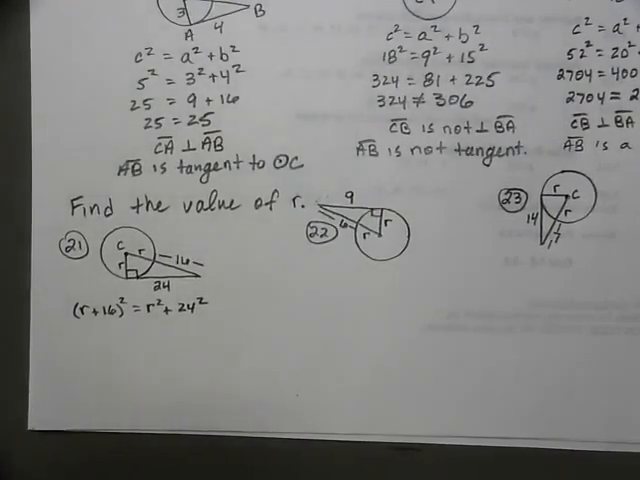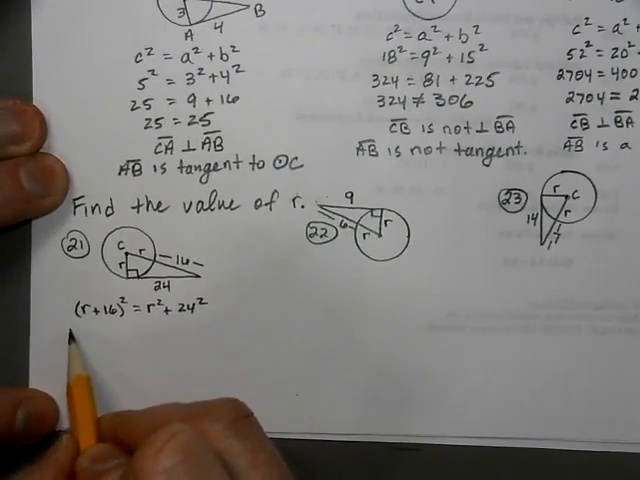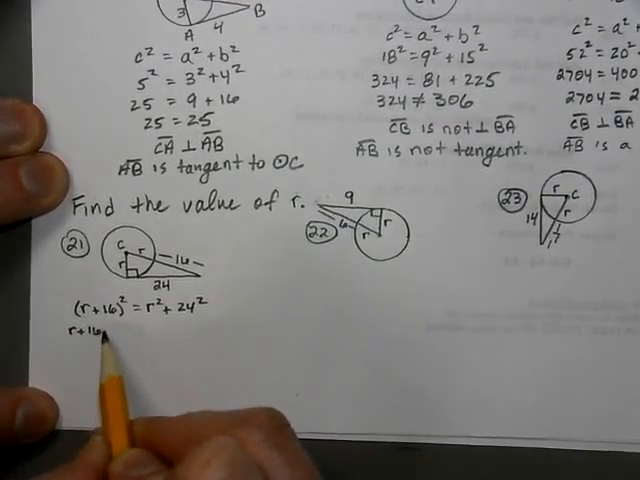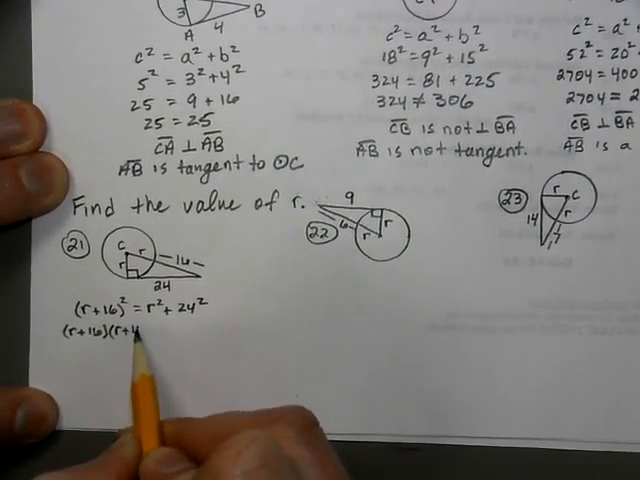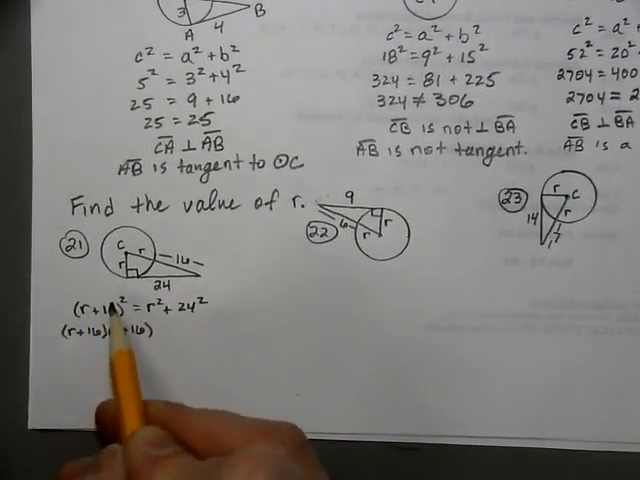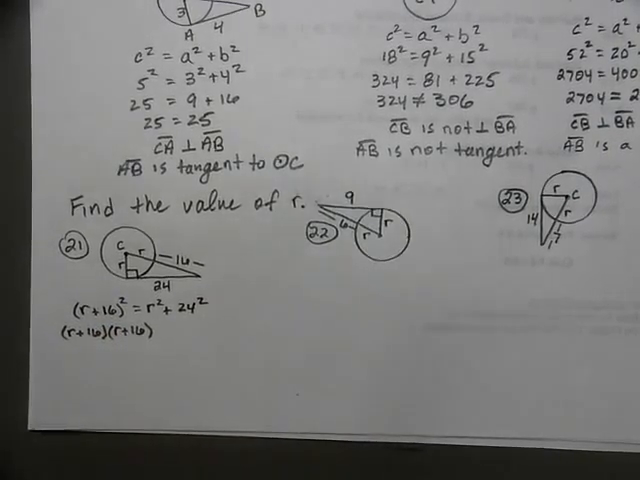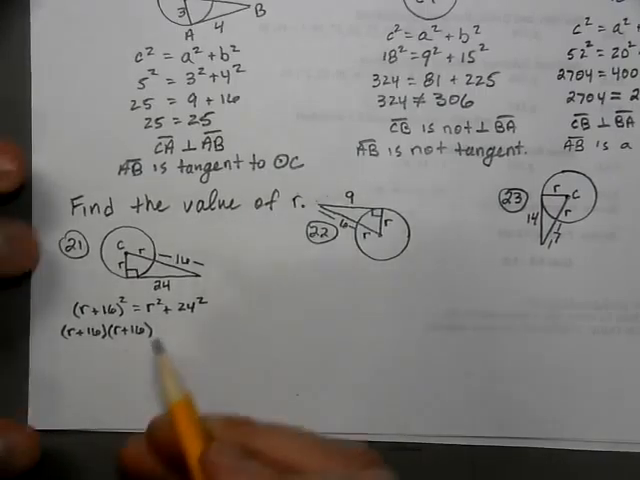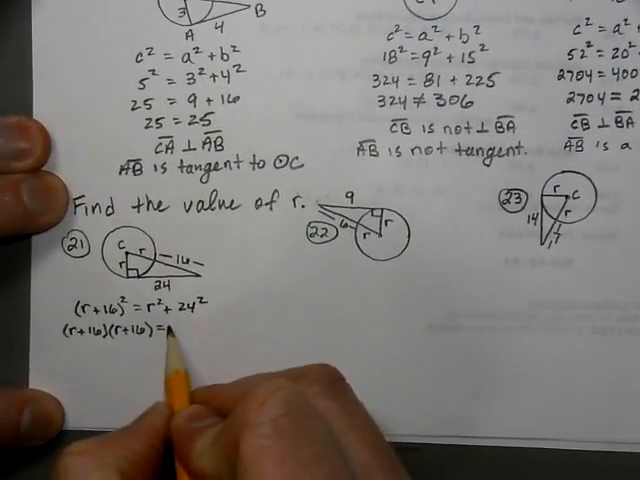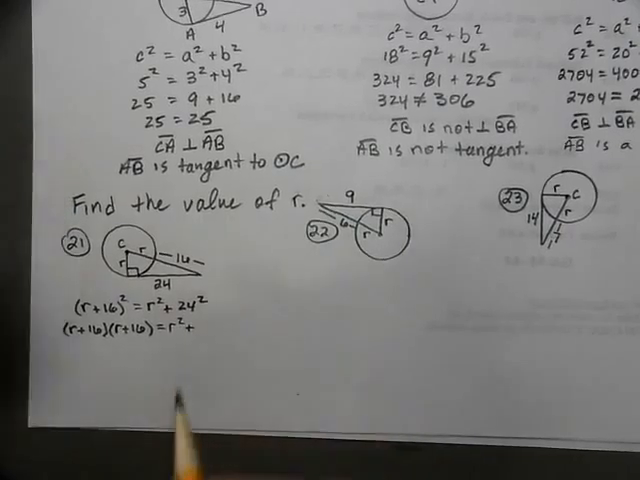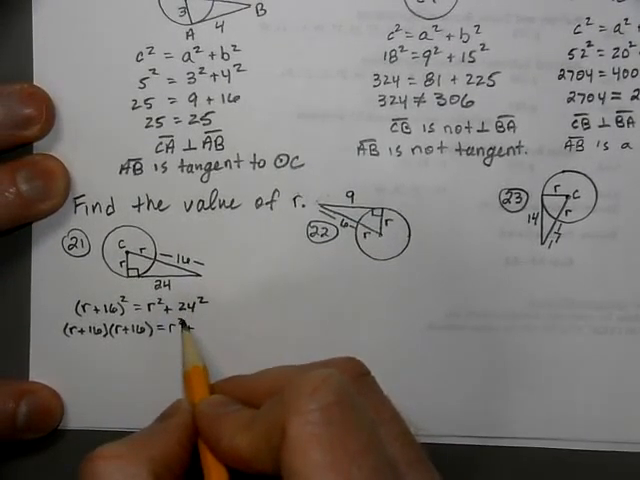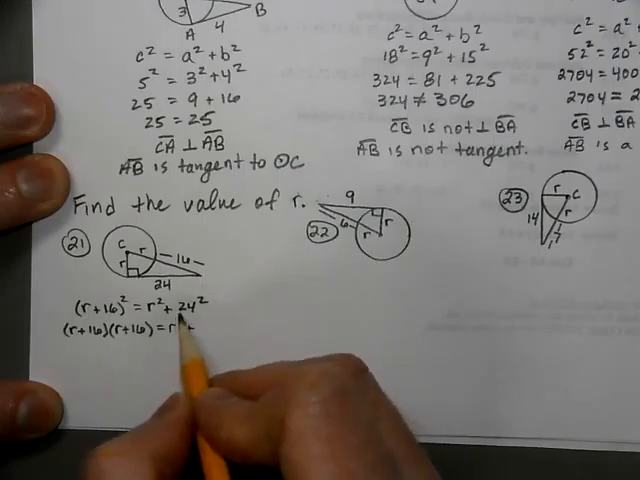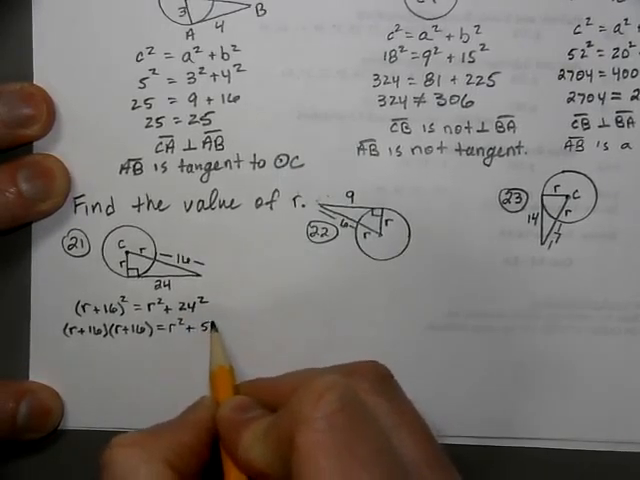So we're going to say R plus 16, put that in parentheses, do it again, R plus 16. You cannot distribute the exponent into a binomial. That never works, never in algebra, never in geometry. It's a common mistake. Okay, when we calculate the square of 24, we get 576.